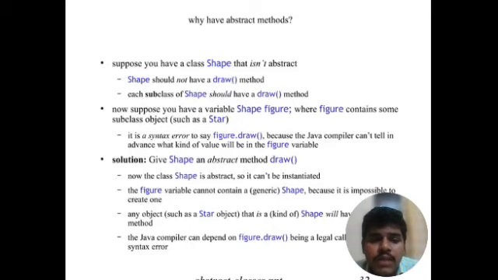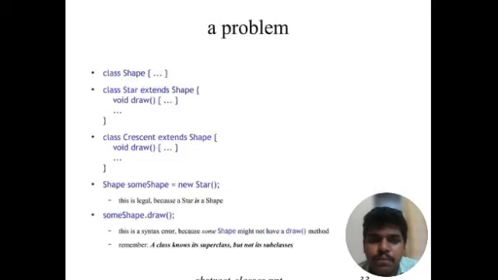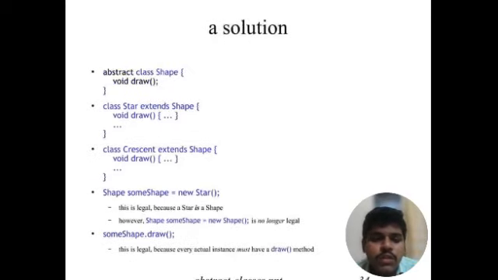I am going to talk about abstract methods. Suppose you have a class Shape that is not abstract. Shape should not have a draw method, but each subclass of Shape should have a draw method. Now suppose you have a variable figure of type Shape, where figure contains some subclass object such as Dot. Given that Shape has no draw method, calling draw is a problem: there is a syntax error because some shape might not have a draw method. So the solution is that Shape must have an abstract draw method, and every actual subclass must define it.